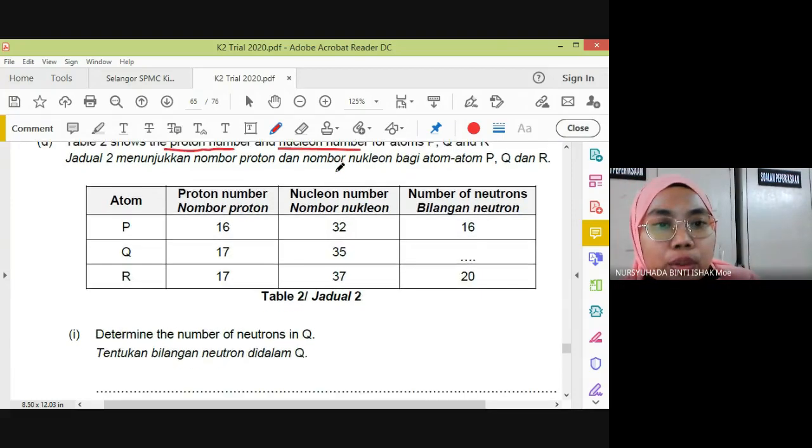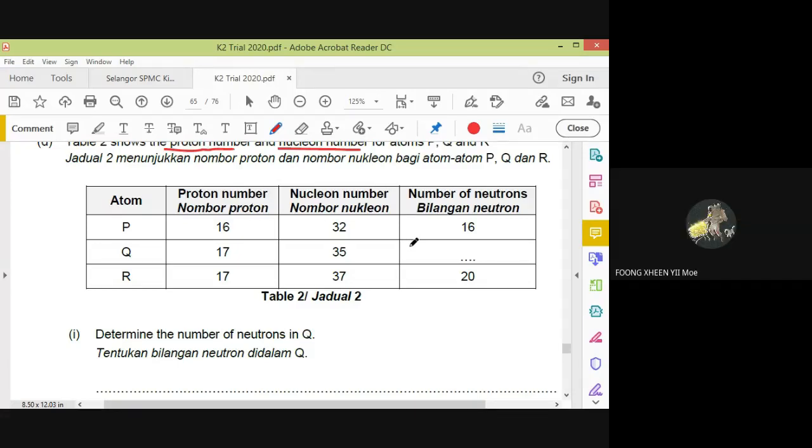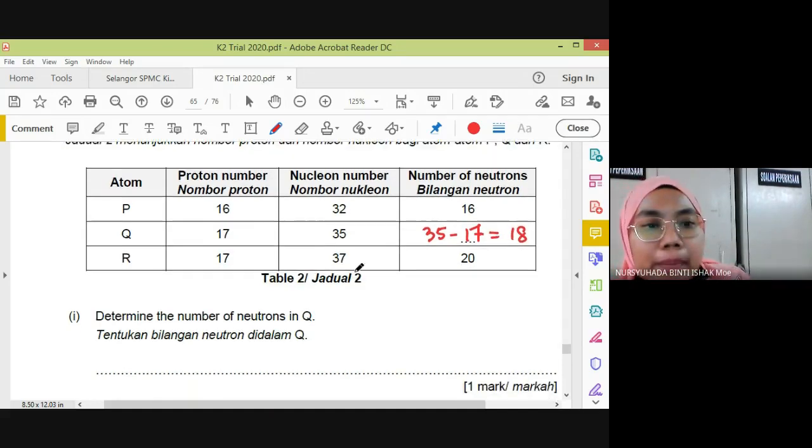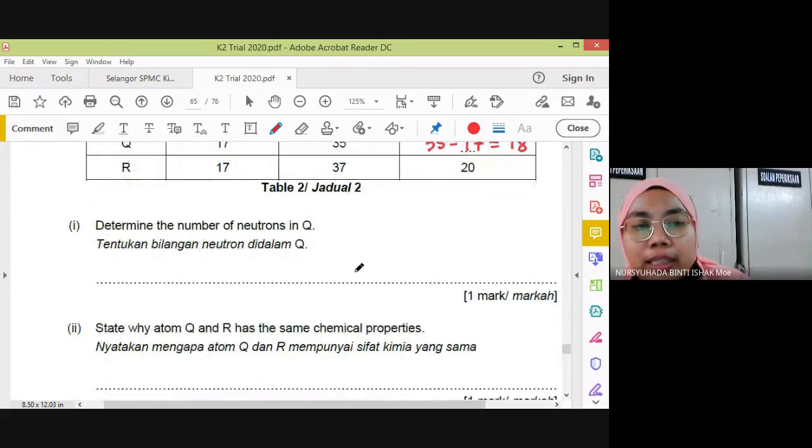Okay, now we go to this one. Atom P 16, 32, 16. Okay, Q 17, 35. So agak-agak neutron dia berapa? How to get neutron? 35 minus 17. Nucleon number minus proton number. Jawapannya berapa? 18. Determine the number of neutrons in Q. Okay, senang saja, dah kira tadi, 18.